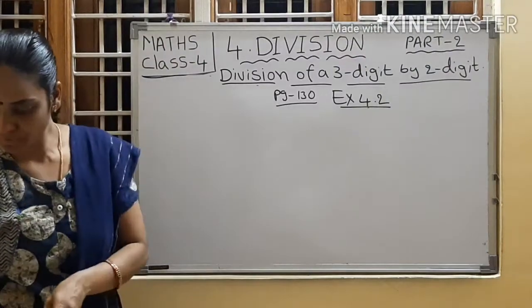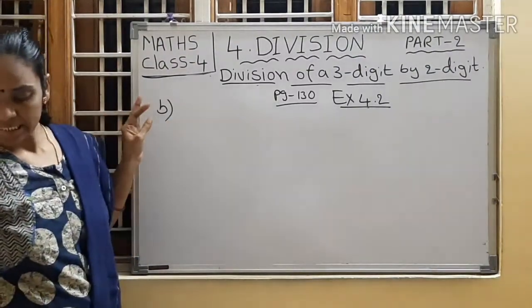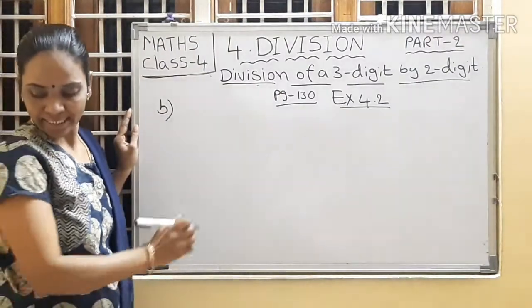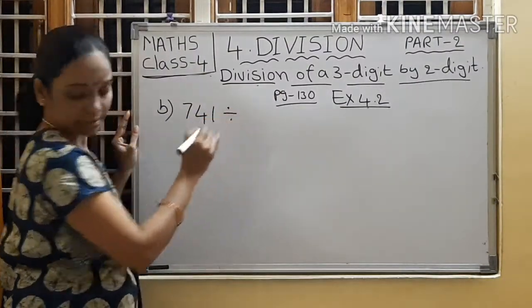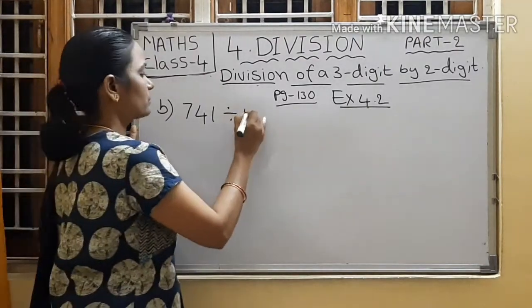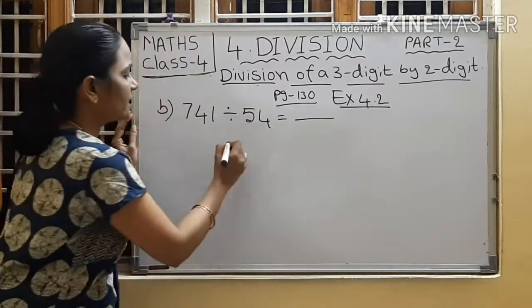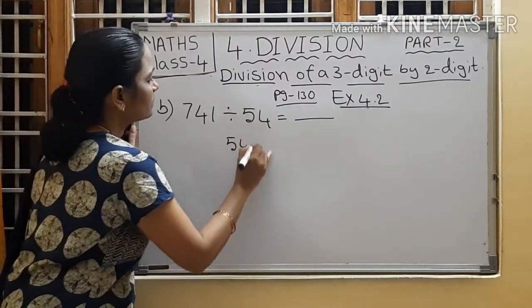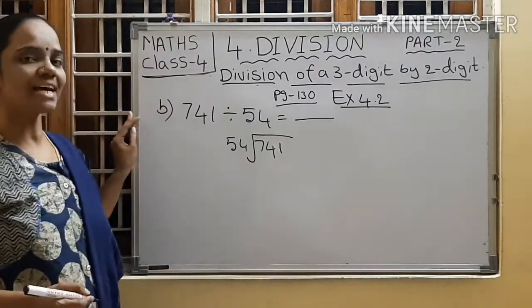Yes, from the textbook, B problem I am taking now. How much? 741 divided by 54. So what is the answer? We will find out. Take 54 outside, 741 inside. Long division I am taking now.